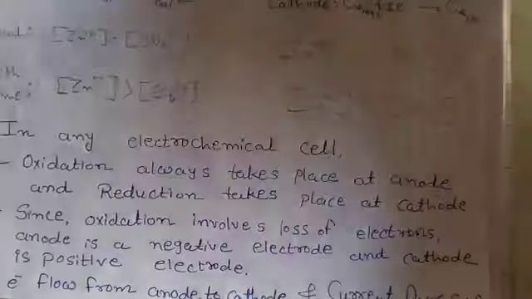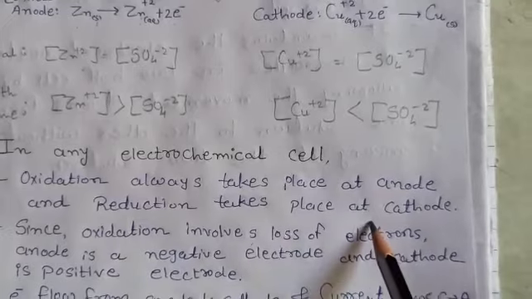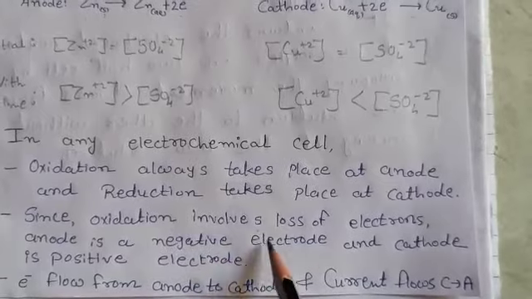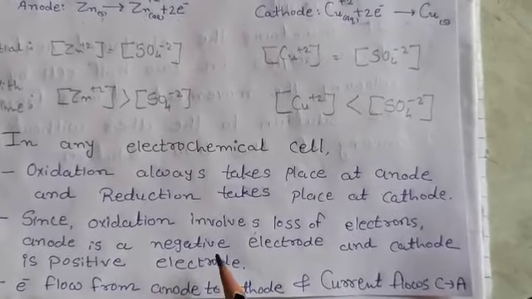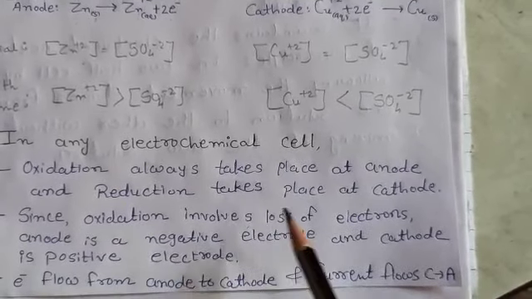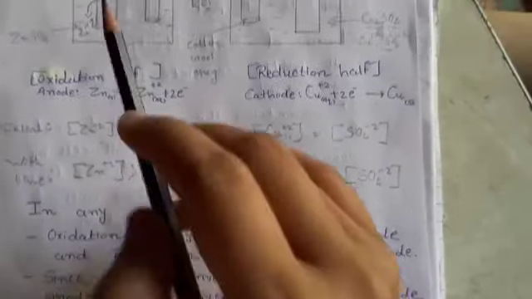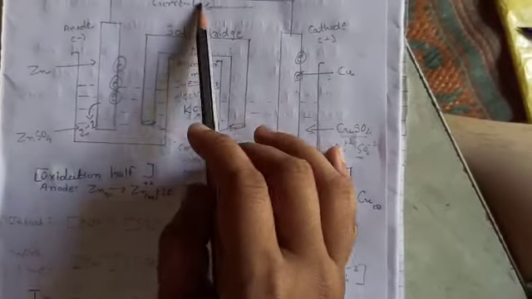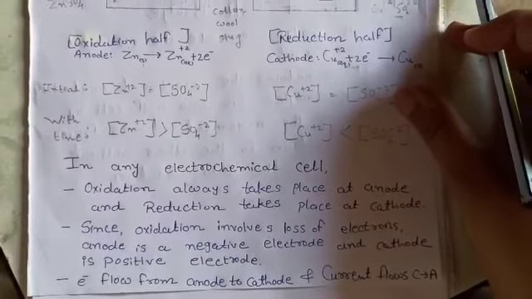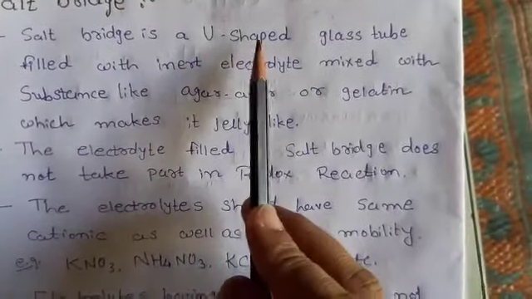Here you have to remember that in an electrochemical cell, oxidation always takes place at the anode and reduction always takes place at the cathode, right? Here oxidation involves loss of electron, and due to that electron, our anode will be negative and our cathode will be positive, right? Here the flow of electron will be from anode to cathode and current will flow from cathode to anode, right? We'll discuss the salt bridge.